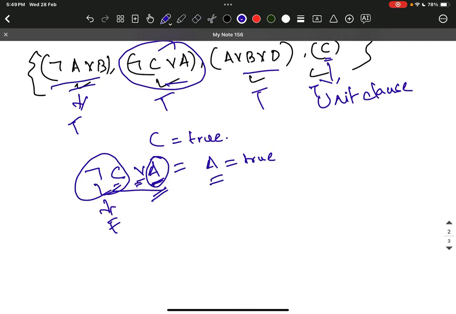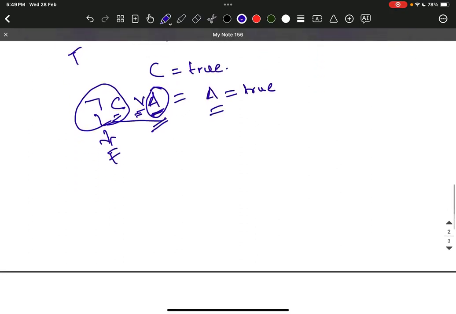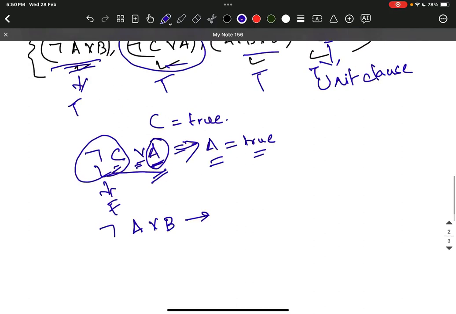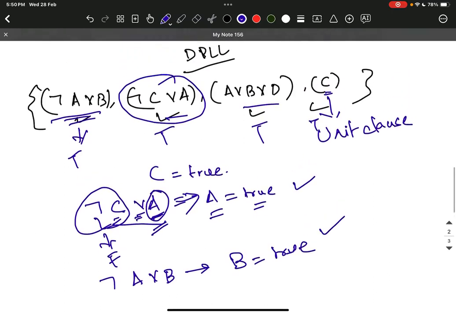So from A, which clause is affected? This one, not A or B. So what will happen over here? Not A means A is true, so not A is false, which means B is true. Is it clear? So these are all the unit values. We got A and B.